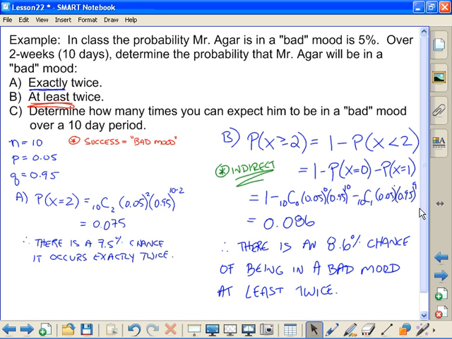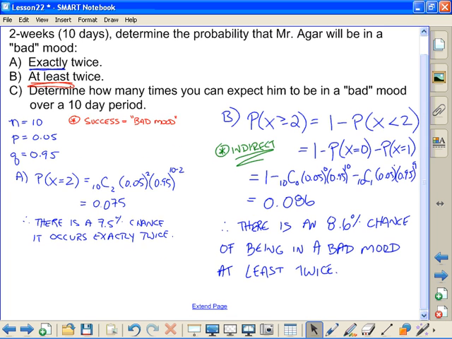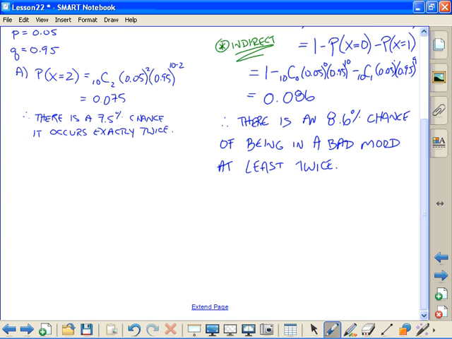Okay, let's finish up this example here. I did A and B in the previous video. I just want to finish up C. So C part, determine how many times you can expect him to be in a bad mood over the 10 days. And this is the easier of the questions because once you've identified it, we already identified in A part that this is a binomial distribution, which means that the corresponding formula for expected value is just n times p.